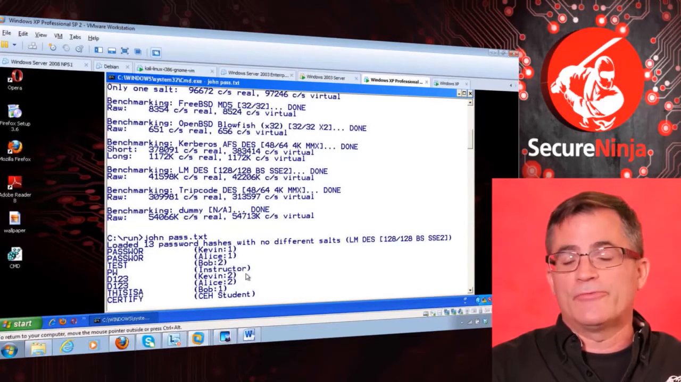And John the Ripper is a very powerful tool, and it's one you might want to take a look at. And this concludes the demo of John the Ripper.